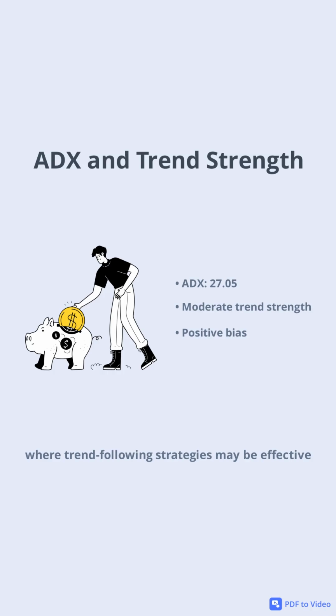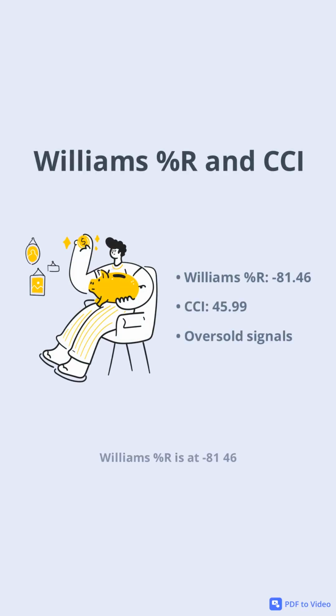ADX readings above 25 typically signal a trend worth trading, so Meta is in a zone where trend-following strategies may be effective. Williams %R is at, which is deep in oversold territory. The Commodity Channel Index, CCI 20, is 45.99, a positive but not extreme reading. Williams %R can signal potential reversals when it reaches such low levels, while the CCI suggests the price is slightly above its average. These indicators are often used together to spot turning points in the market.